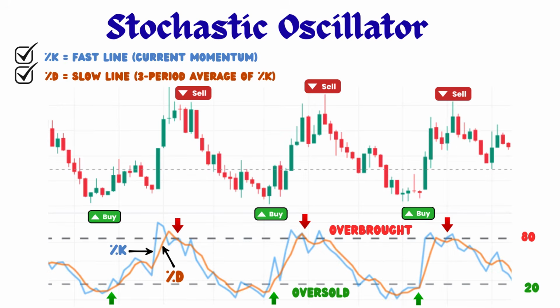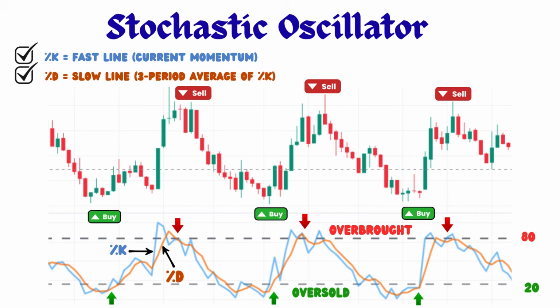Now let's understand the stochastic oscillator. The stochastic oscillator compares the current price to its recent range. The faster moving K line shows where price sits within that range. The smoother D line averages the K line to reduce noise. When the K line crosses above the D line from oversold, it signals buying momentum.